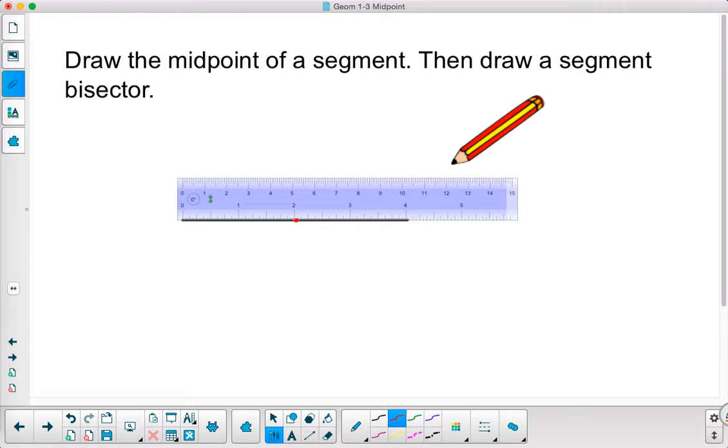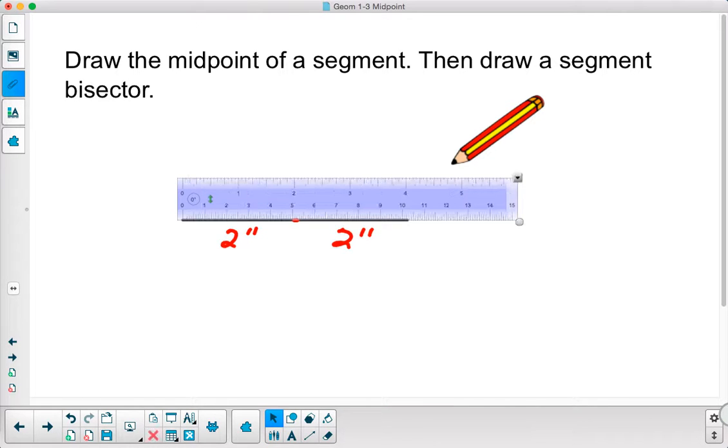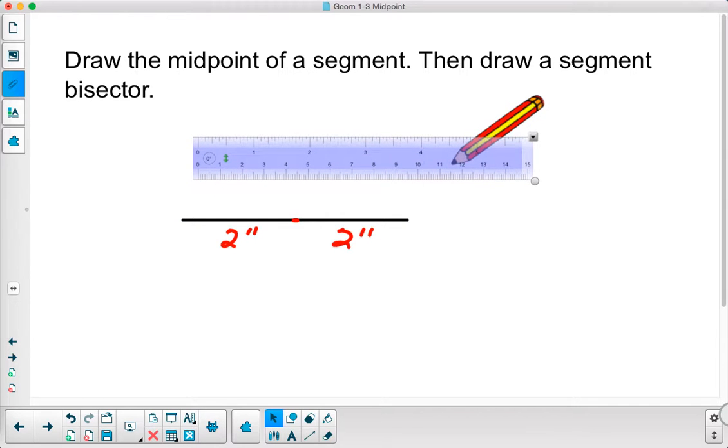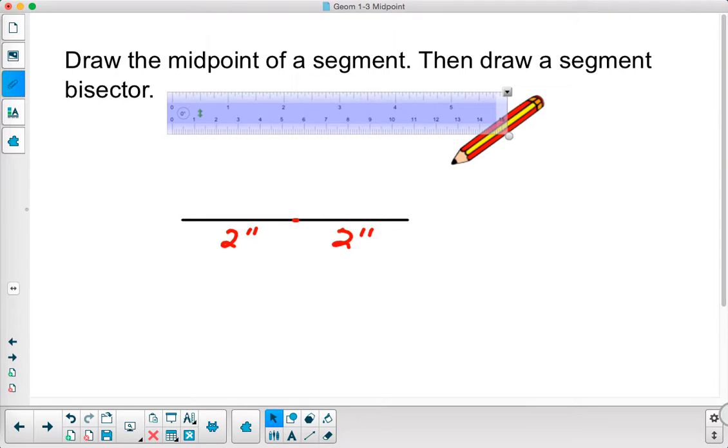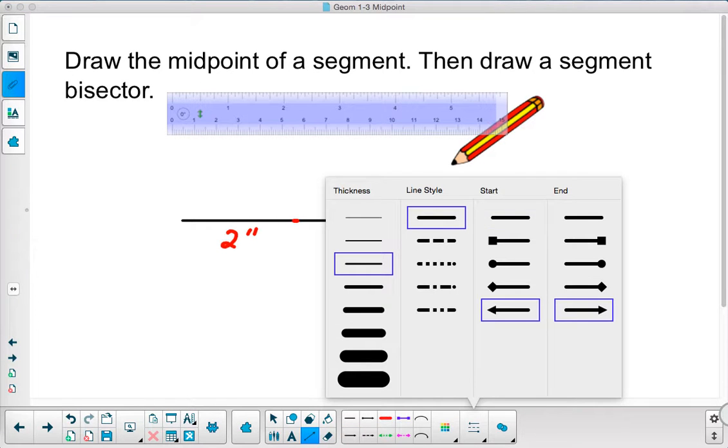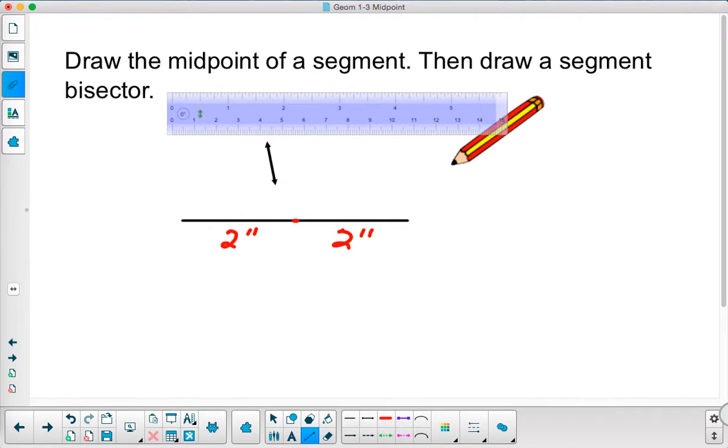So that point is the actual midpoint of the segment. I know because this is 2 inches, this is 2 inches. Since I measured, I can give the exact measurement. And let's see if I can move the ruler to get it to draw in the right spot. I need to tip it a little bit. All right, I'm not getting it to tip. So let me just use the drawing tool and draw a line between there. I want arrows on each end. So let's say here, I'll go right through there, and there's a line that is the segment bisector.